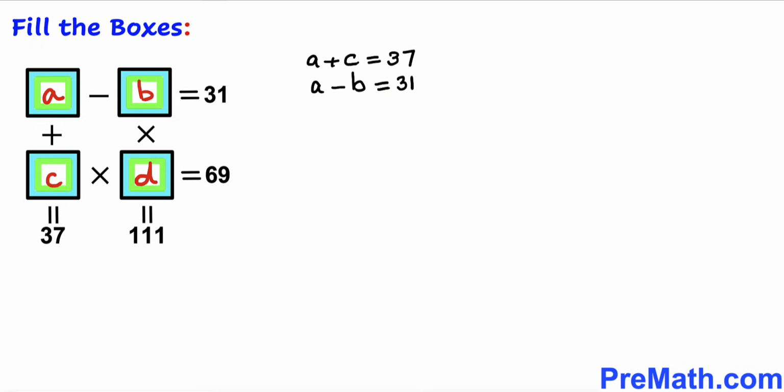Likewise, I'm going to multiply these two vertical boxes. B times d is supposed to be equal to 111. So I can write over here b times d equals 111. And finally, we are going to multiply these horizontal boxes. C times d is supposed to be equal to 69. So we can write c times d equals 69.